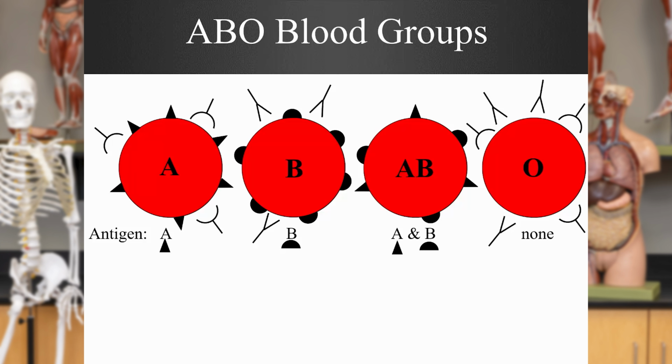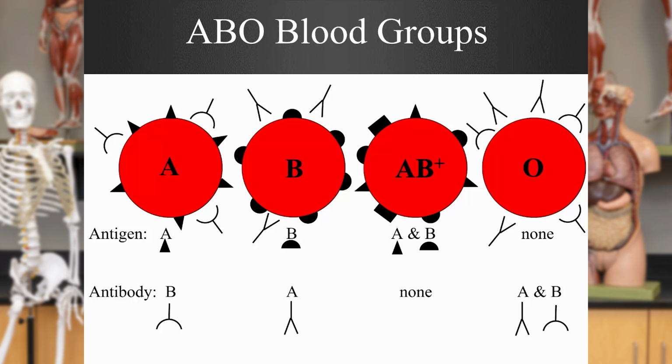All right, now let's work on the positive and negative aspect. Let's take the AB and make it positive. I just put this square antigen on the surface. The square antigens are symbolic of the D antigen, so the Rh positive. That means this blood type is AB positive. If the D antigen is present, the blood is Rh positive. If the D antigen is not present, the blood is negative.